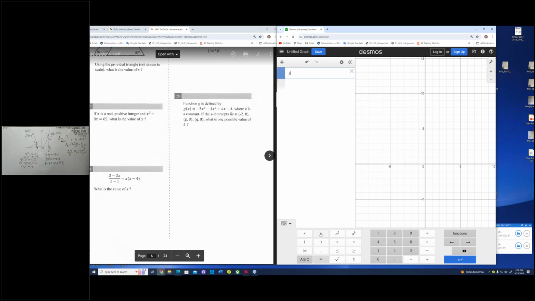This is y equals, C equals to negative 3x to the second. See again, a glitch.